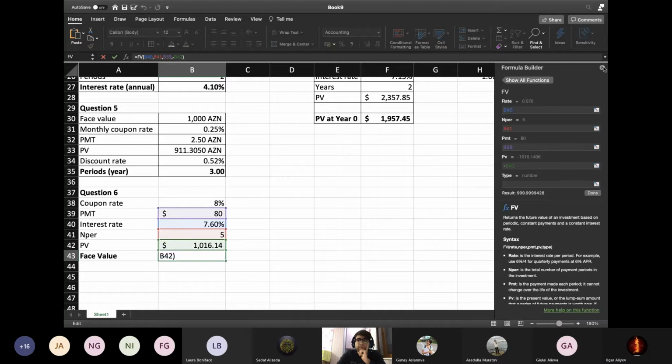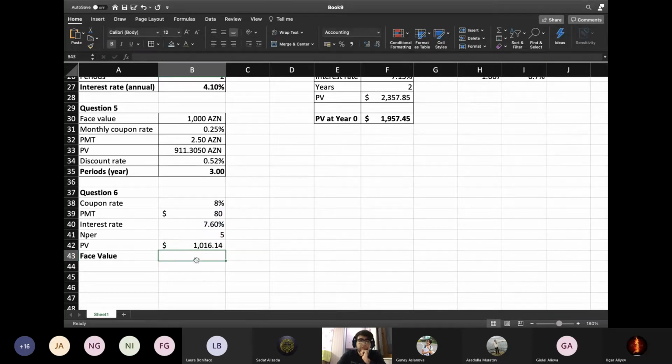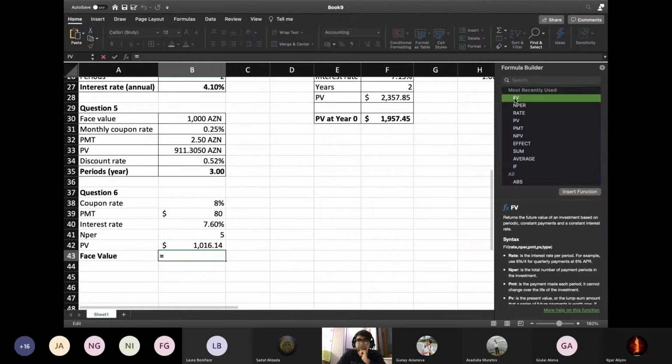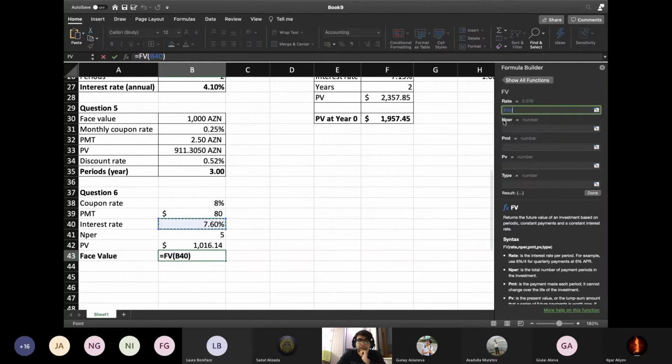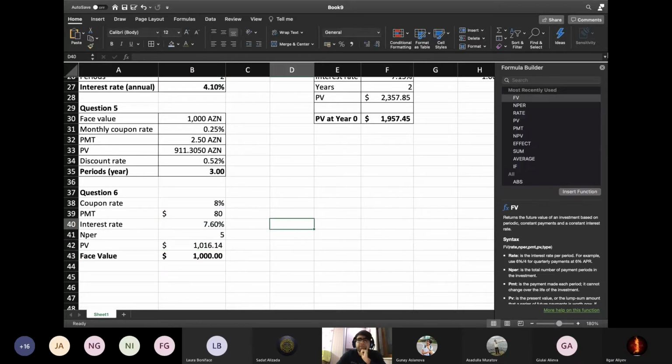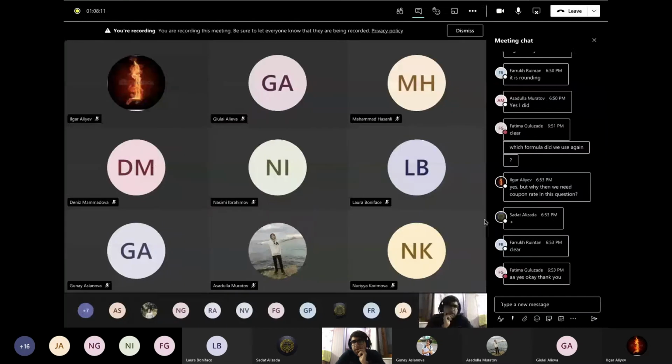We found future value. Let me do it again. We come here, future value, rate, number of periods, payments, 80, present value with minus sign. Present value, that's it. Any questions? It is just for simplicity. I know coupon rate doesn't work for anything, but I just gave it.